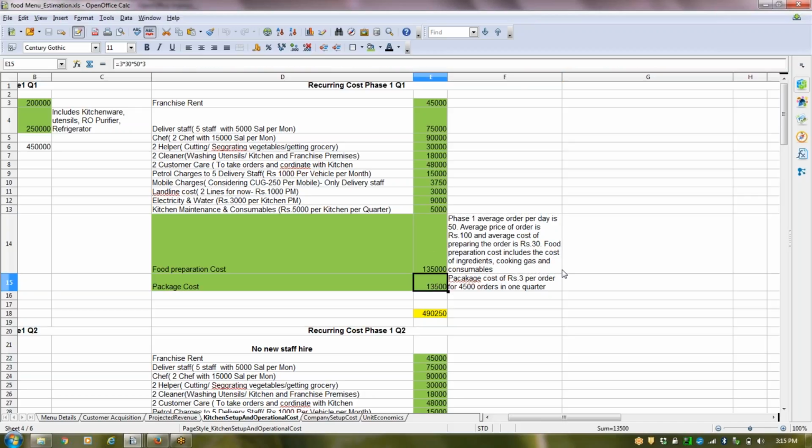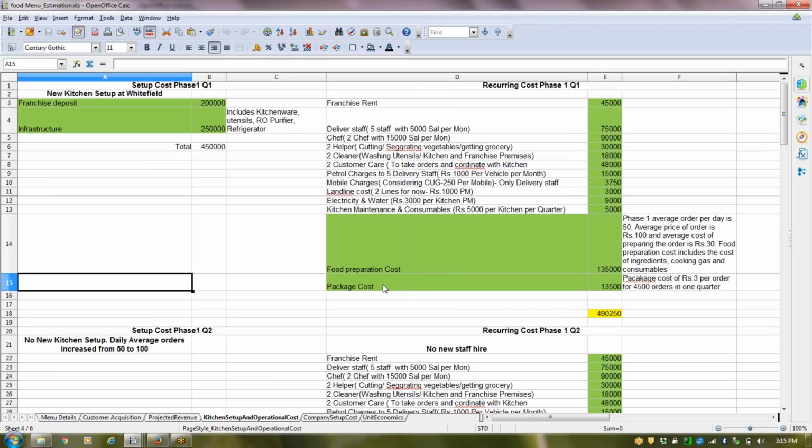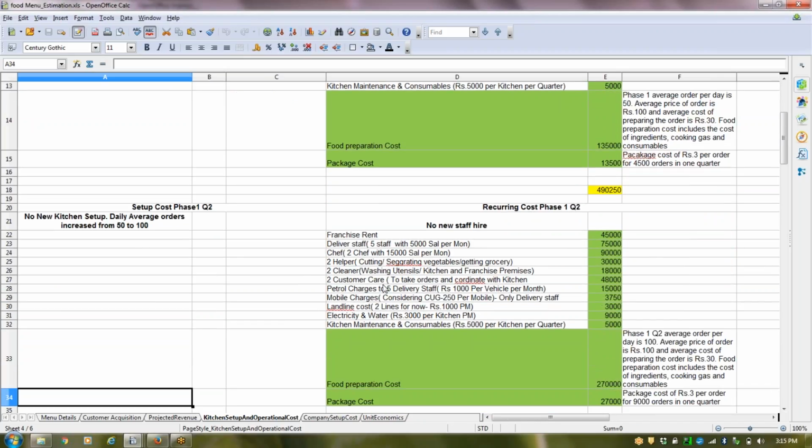And then there is also a packaging cost. That is, they have put how much packaging material is required for packing these orders. So based on all these things, they are able to extrapolate that, and a lot of effort would be required in the beginning. Once you set up this data for one time period, you can extrapolate that based on the intended growth. So if you see here, earlier it was 50 average orders. Now in phase 1 itself, Q2, in the next quarter, they have increased from 50 to 100. Okay, so that's how it is.